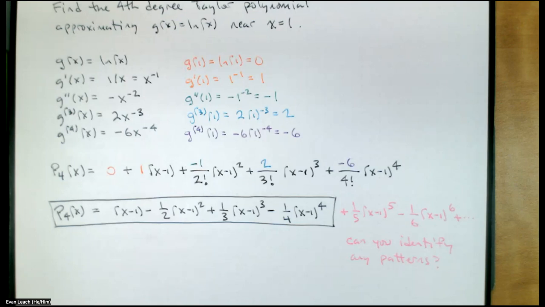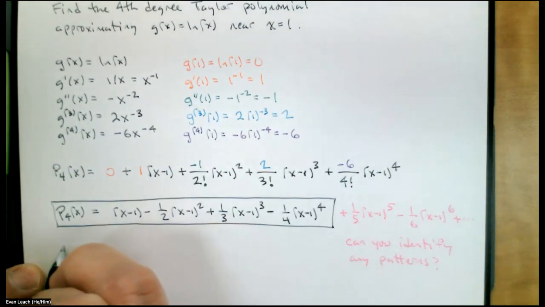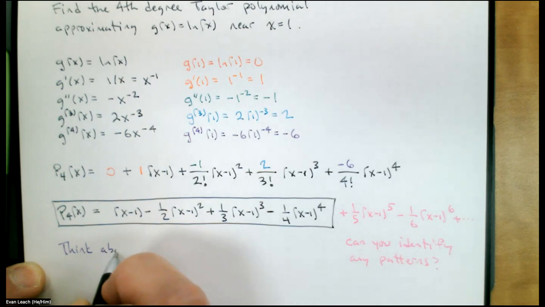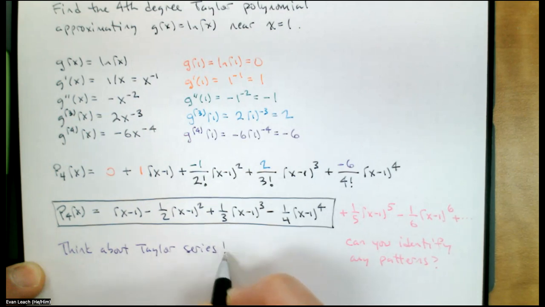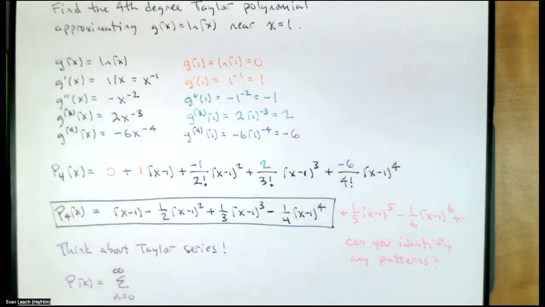But here, our goal is not to plug things into the formula. Our goal is to look for the pattern, to see if there's something that's going to happen over and over again, and we can just skip over. We also want to think to the future. What is this going to look like in general as we go from zero to infinity? What does it generally look like?